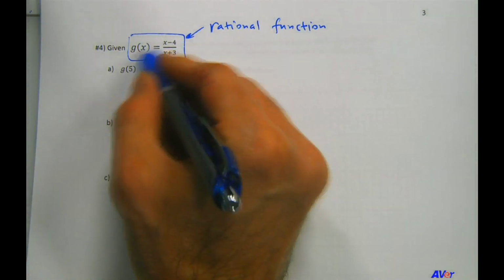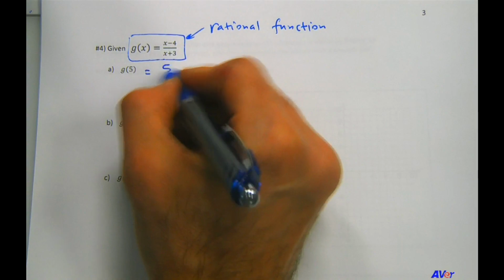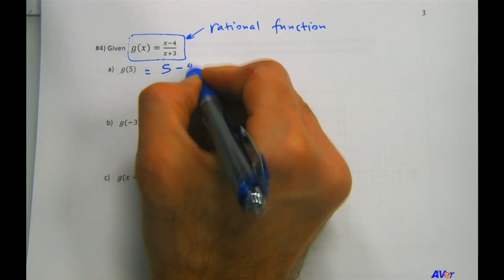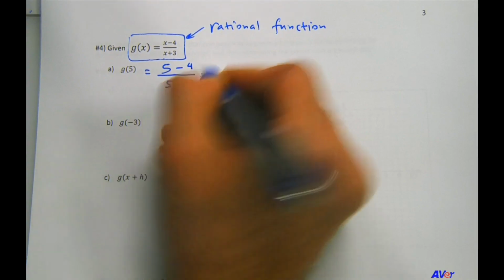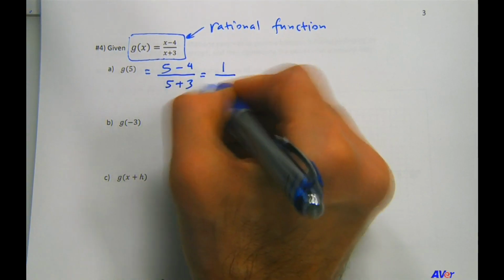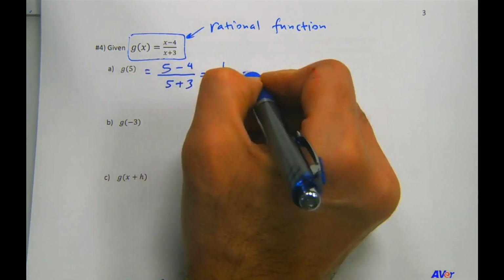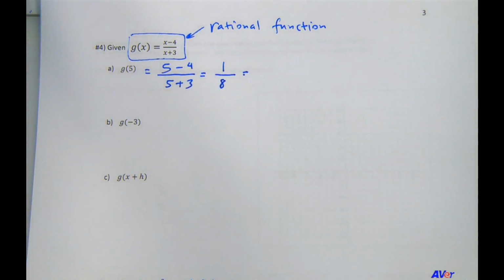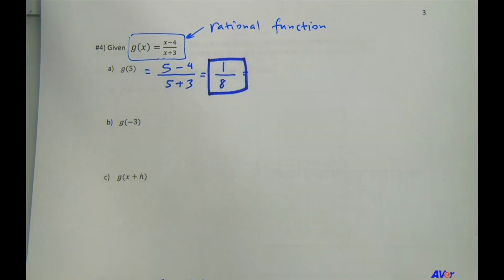So evaluate this rational function at 5. So wherever you see x, replace it with 5. 5 minus 4 divided by 5 plus 3. What do we have? 5 minus 4 is 1, positive 1. 5 plus 3 is 8. So that's it, 1 over 8. So that's our answer for that.